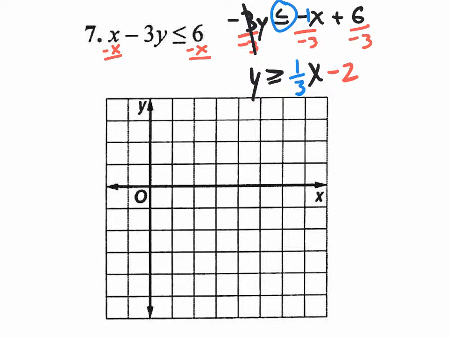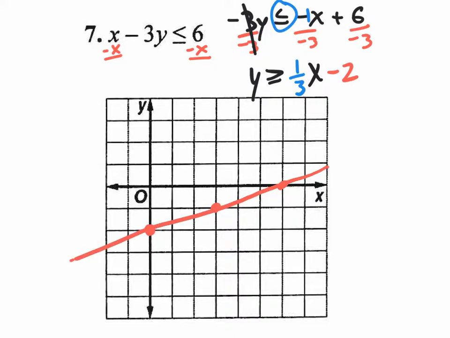Are you with me? Yes. All right. Now, where does it cross the y-axis? -2. What do I do from that point? How much do I rise and run? 1, 3. So I'm rising 1, running 3. And I'm going to continue to rise 1, run 3. That way I have the whole feel of it. Now the question is, is it going to be solid or dotted? Solid. Okay, so a solid line right through those dots.